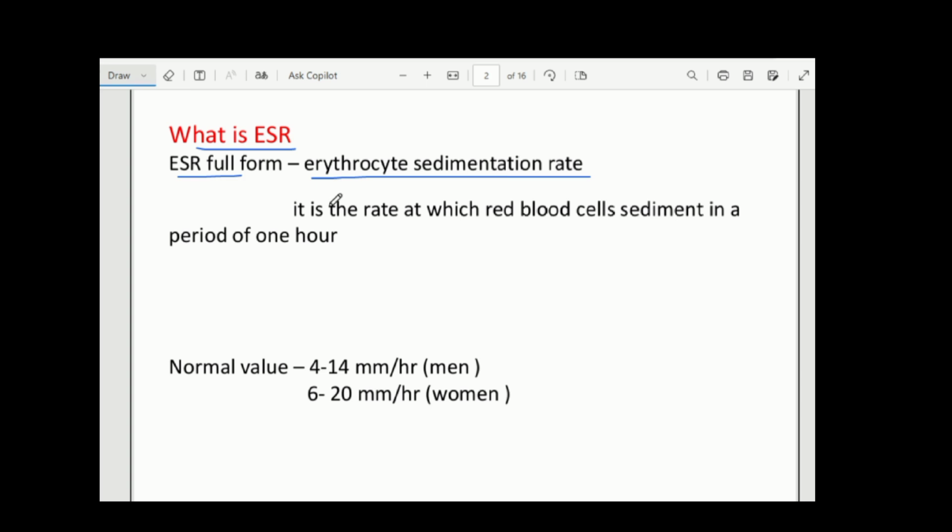Now come to the definition. It is the rate at which red blood cells sediment in a period of 1 hour. As it is called a rate, we have to calculate it in some time, so we are calculating the sedimentation rate per hour. That is ESR.